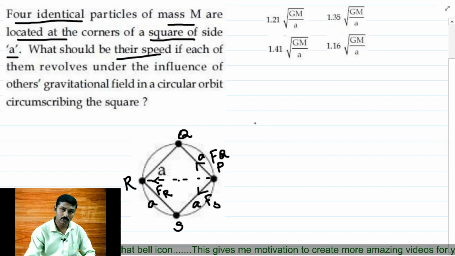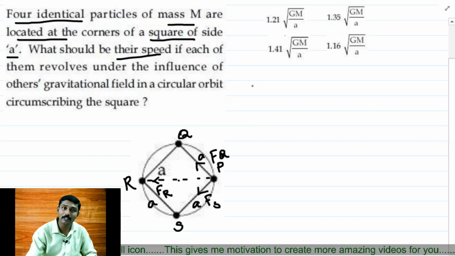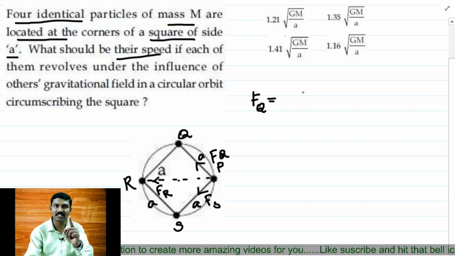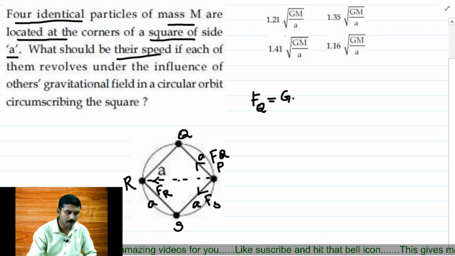So let's individually calculate the total force acting at the point P due to the other three masses. Let's start by calculating the magnitude of F_Q. That means F_Q is equal to, applying Newton's universal law of gravitation, which we have studied, G, two masses. What is the product of the two masses?